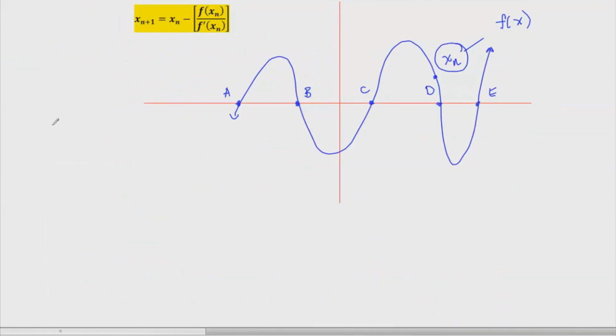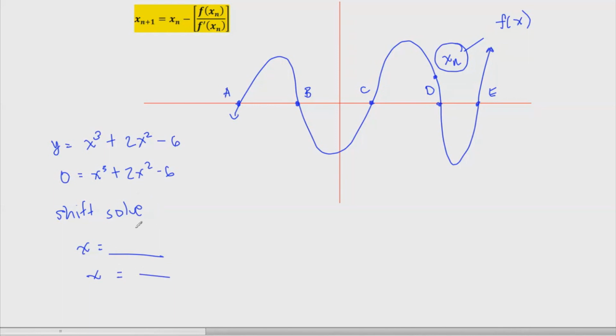If I have, for example, an equation y is equal to, let's say, x cubed plus 2x squared minus 6, and I want to take the 0 of this function. Actually, the easiest way to find the 0 of the function is to equate this to 0, so x cubed plus 2x squared minus 6, and then you press shift solve. Actually, that's the answer already. X is equal to blank, and if there are 2 or 3, then you just have to get the value.